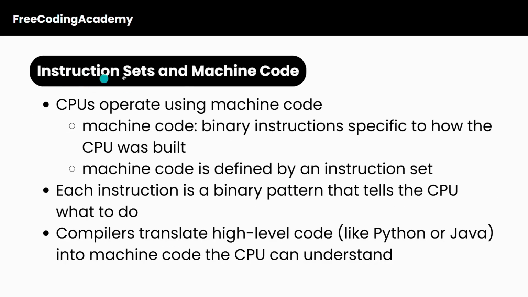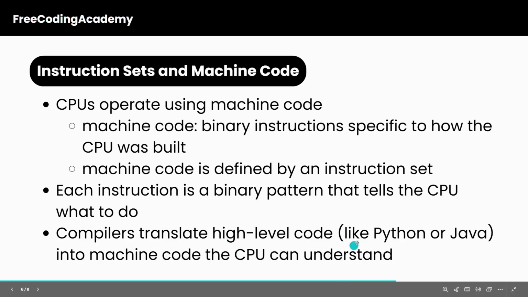Next up, instruction sets and machine code. So CPUs operate using machine code. Machine code refers to binary instructions specific to how the CPU was built. And machine code is defined by an instruction set. So each instruction is a binary pattern that tells the CPU what to do. So compilers translate high-level code like Python or Java into machine code the CPU can understand.